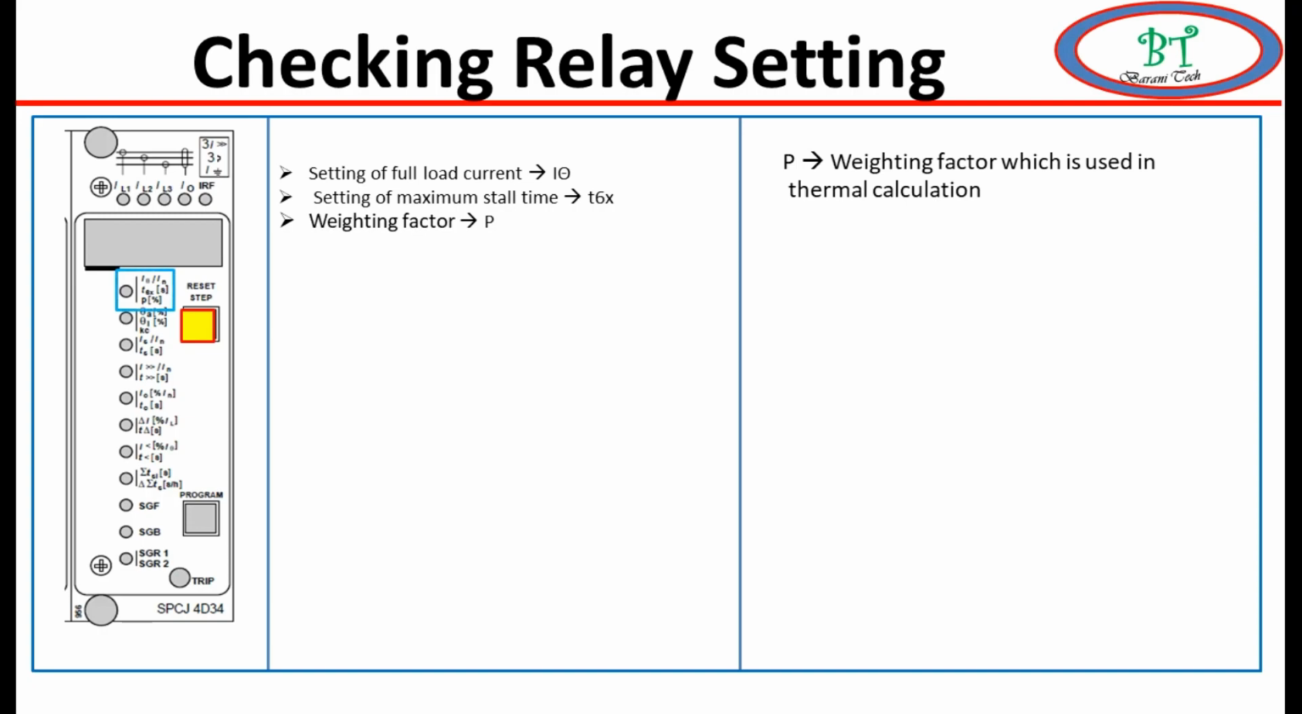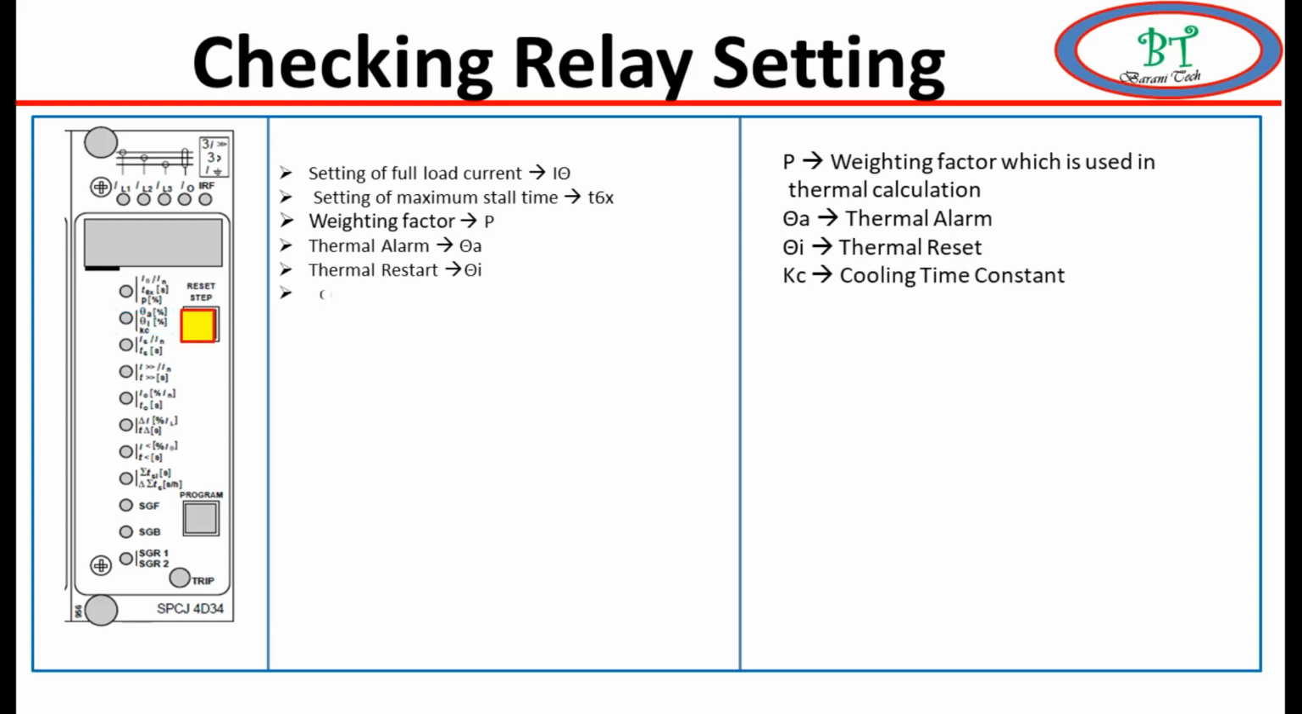Next we will see theta A. Theta A is the thermal alarm, theta I is the thermal reset, and Kc is the cooling time constant. All of these are used for thermal calculation. Let me explain in depth. Let us consider theta I is set to 70. That means the reset for thermal is kept at 70 degrees.